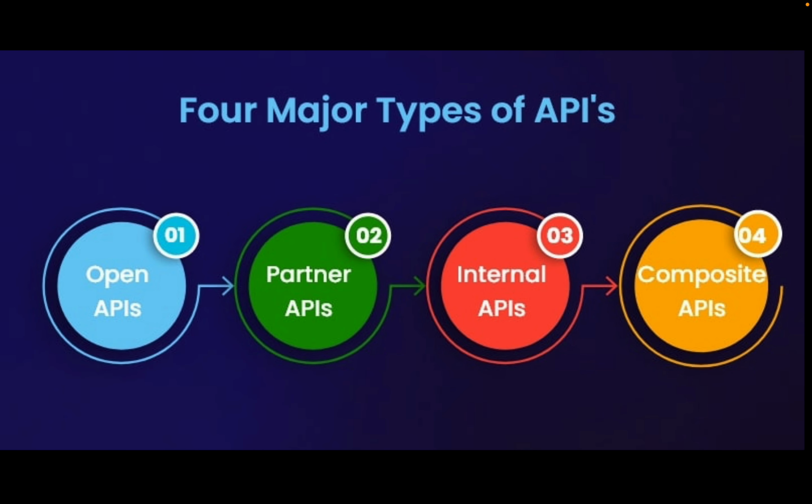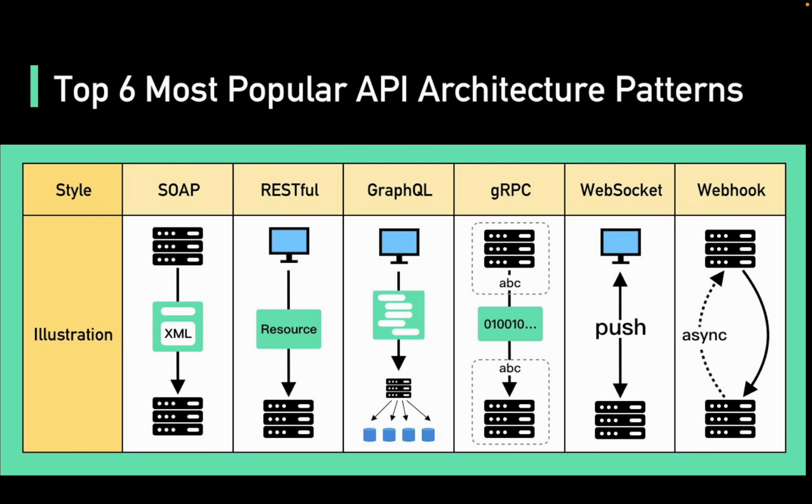Now we have four major types of APIs: open APIs, partner APIs, internal APIs, and composite APIs. The six most popular API architecture patterns are SOAP, RESTful, GraphQL, gRPC, WebSocket, and Webhook. We're going to discuss all these types of APIs in more detail in our live sessions.